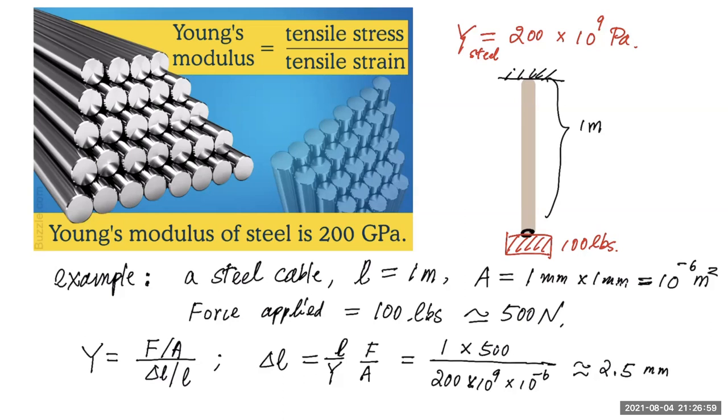A steel cable will stretch. The amount of stretch is 2.5 millimeters for a 1 meter long cable, pretty thin, like a millimeter in thickness, and I put a 500 newton or 100 pound weight on it. It's going to stretch, yeah. By how much? A little over 2 millimeters. So it's noticeable, but it's not that large. That makes sense. And you can think of many other examples of that.